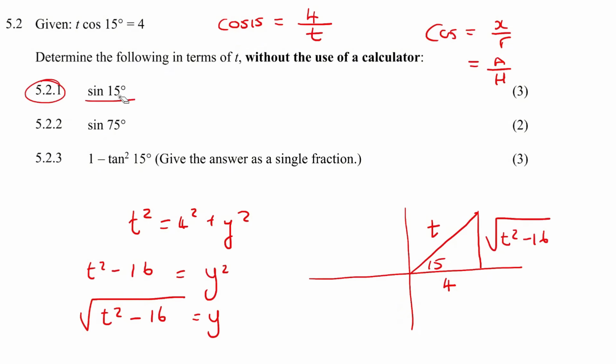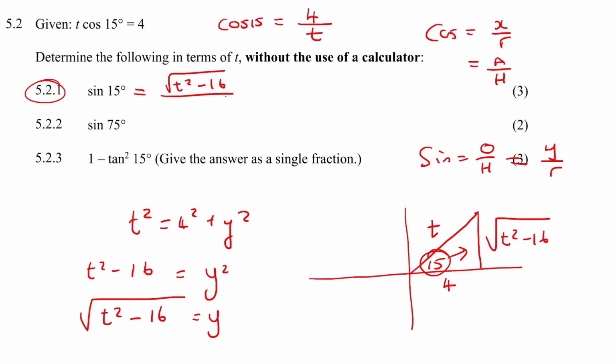So the first one says, what is the sin of 15? We know that sin is opposite over hypotenuse, or you can think of it as y over r if you want. So 15 is here, so the opposite is going to be the square root of t squared minus 16, and the hypotenuse is t. And that's the answer. Some learners might be thinking, Kevin, isn't this just t minus 4? No. You cannot take the square root if there's more than one term on the inside.